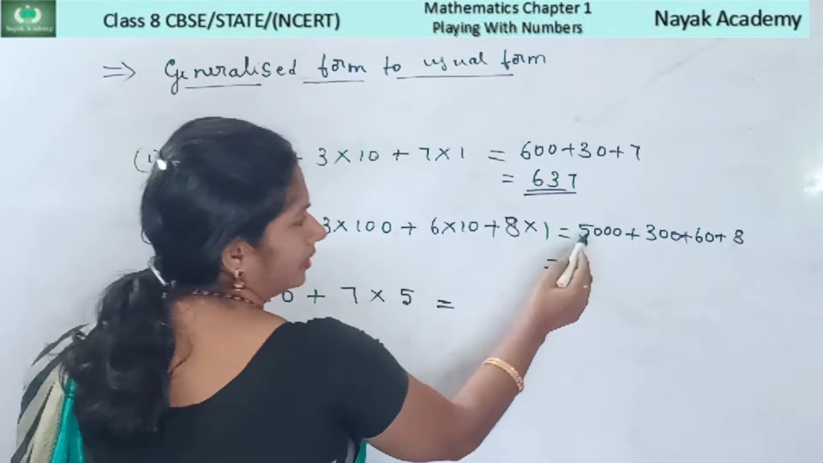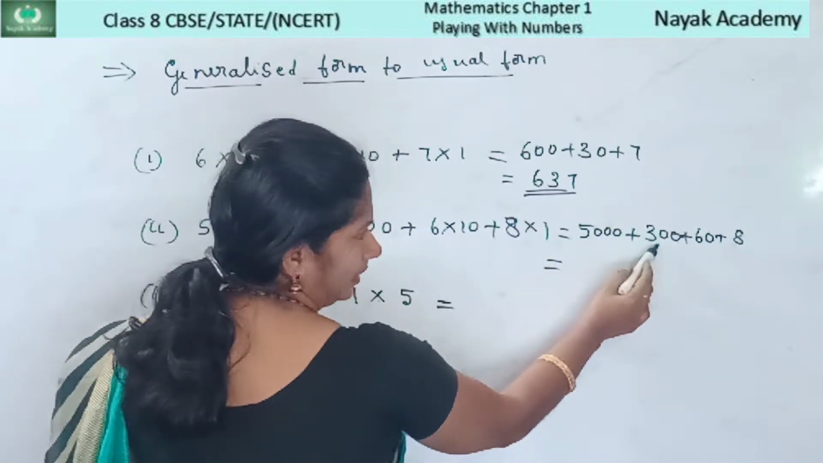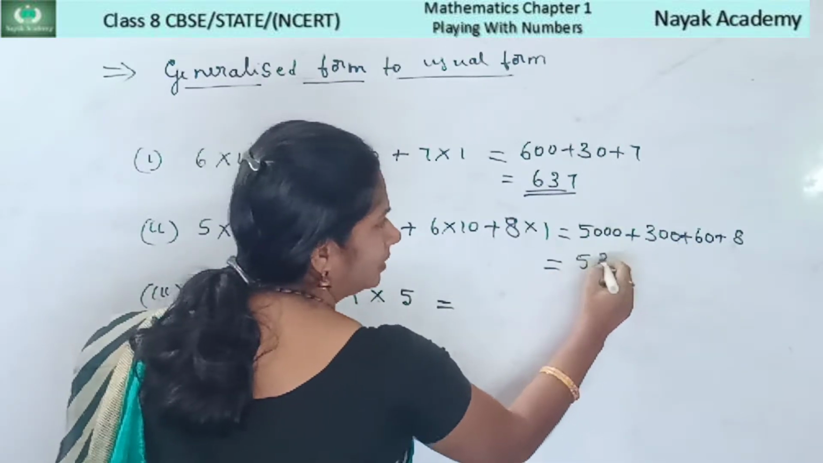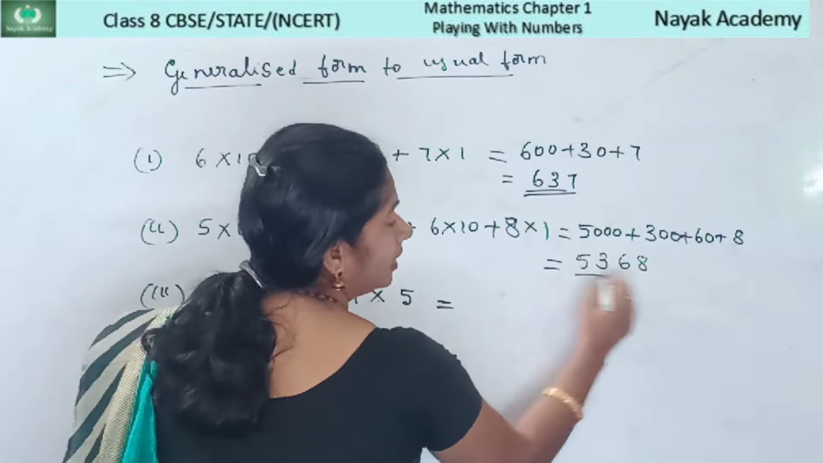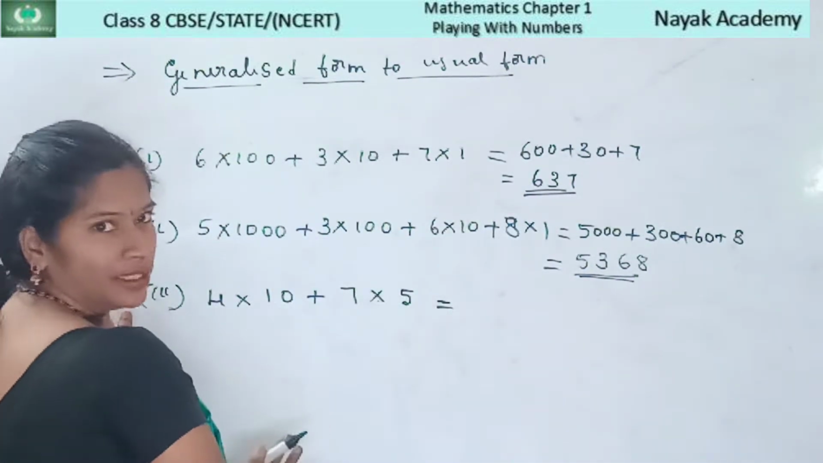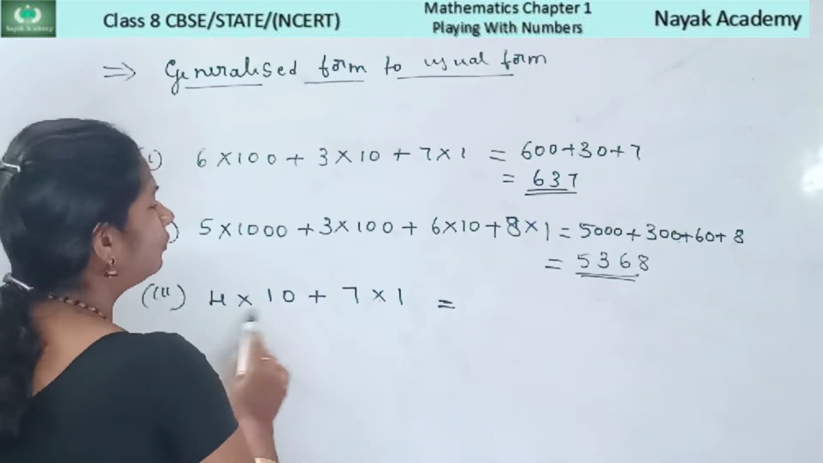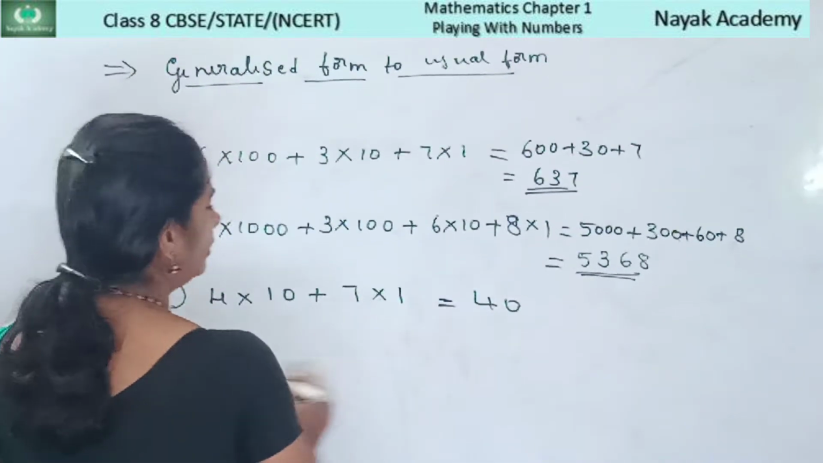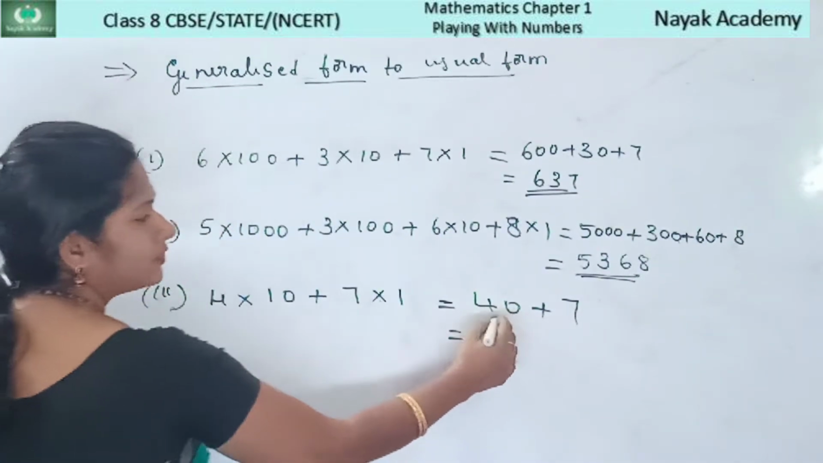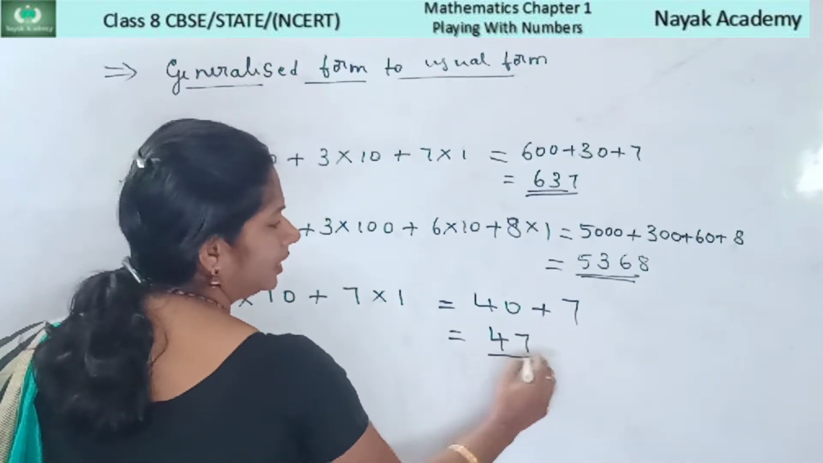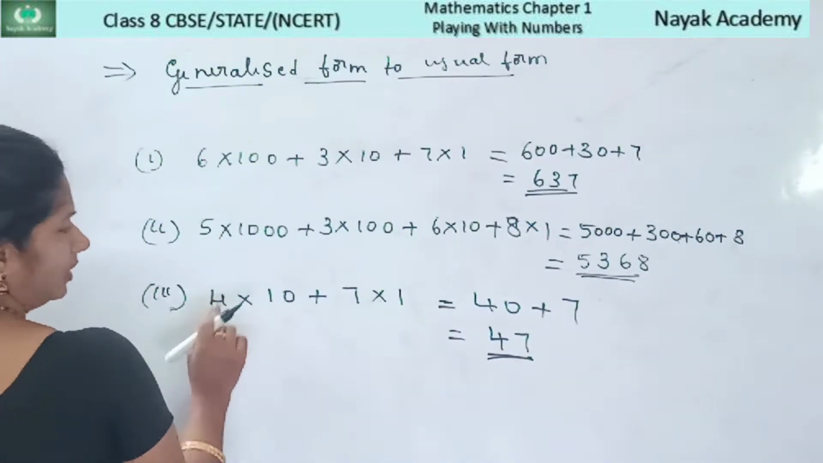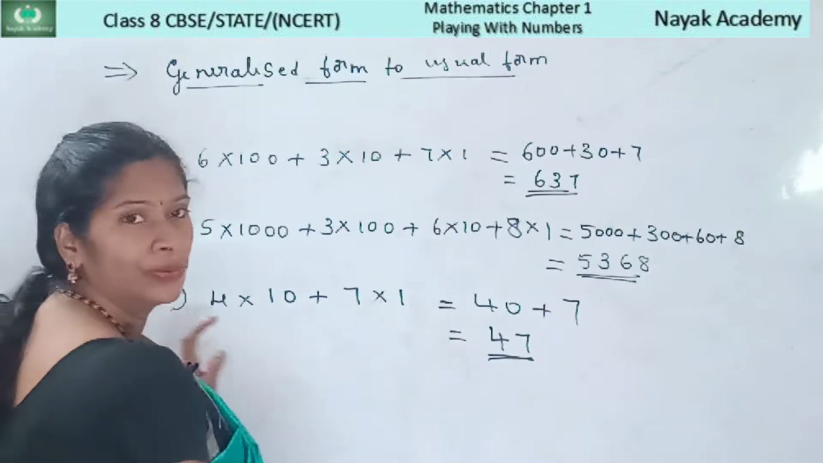Now if you add 5000 plus 300, plus 60, plus 8, we get 5368. 5368 is the usual form of this generalized form of the given number. Coming to the third example, 4 into 10, it is 40, plus 7 into 1, 7. So the answer is 40 plus 7, it is 47, the usual form of the generalized form of the given number 4 into 10 plus 7 into 1.